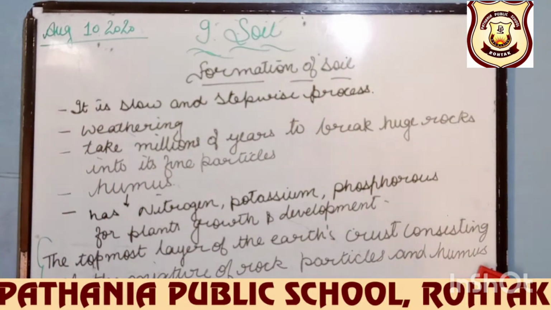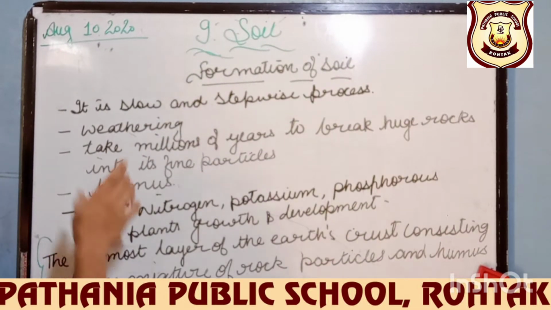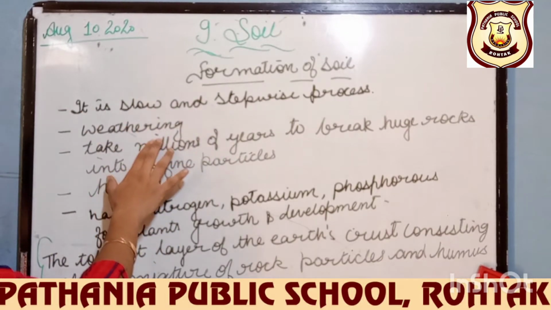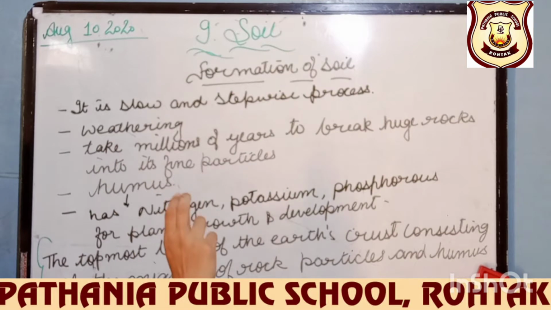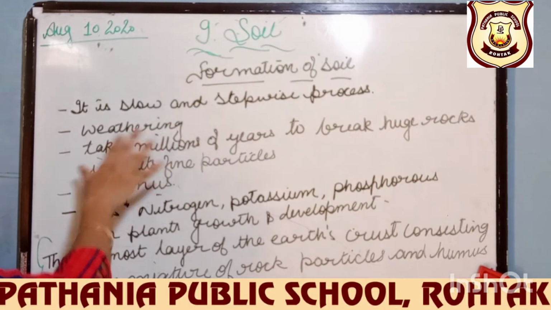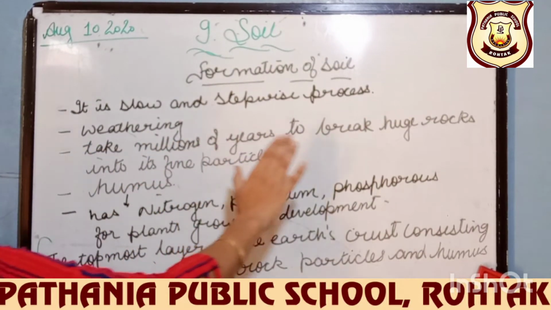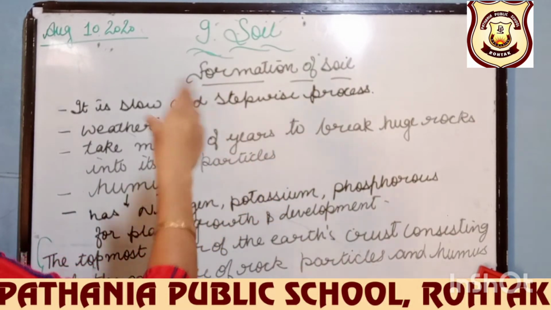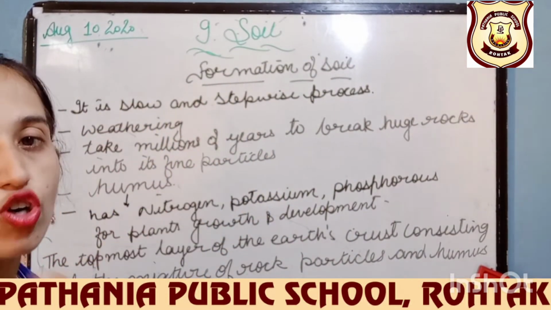Okay, weathering. Weathering is a process which helps to prepare the soil. How? The process of breakdown of huge rock into small rock particles by the action of sun heat, wind, rain, flowing water, and climate conditions is called weathering. It takes millions of years to break huge rock into fine particles. Then only we will get the fine particles of soil.